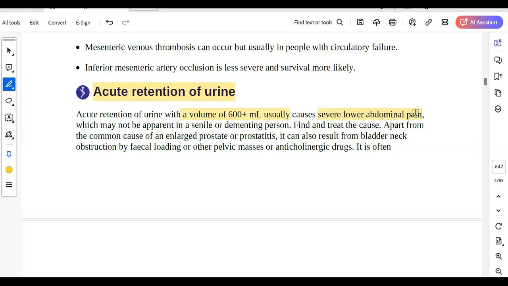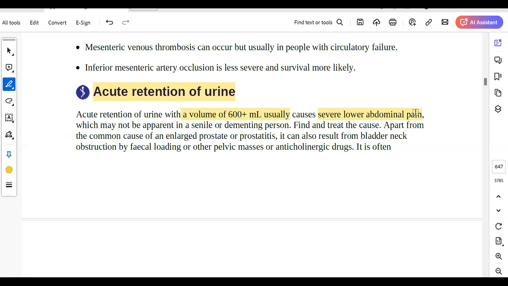So a patient will come to you like a known BPH patient who has benign prostatic hyperplasia. Let's say a 56-year-old known BPH patient coming to you with a sudden onset of severe suprapubic abdominal pain. And when you ask the patient when was the last time you passed urine, the patient says 12 hours ago. That's the time you would think that, well, it could be a retention.